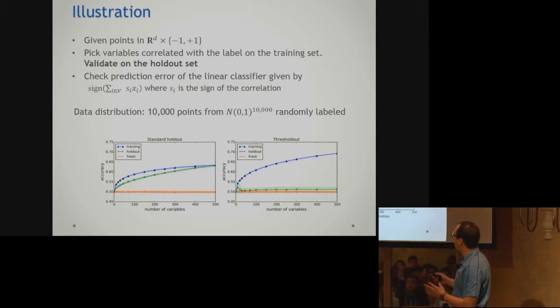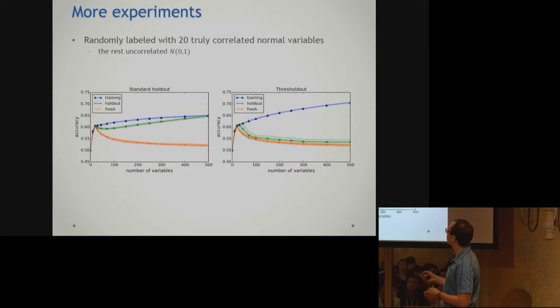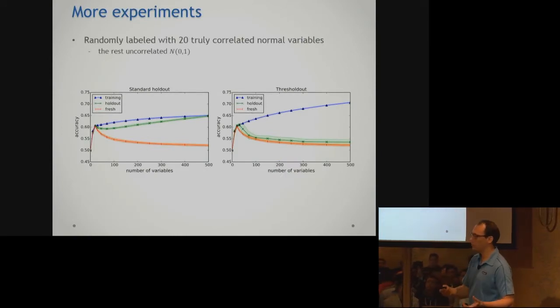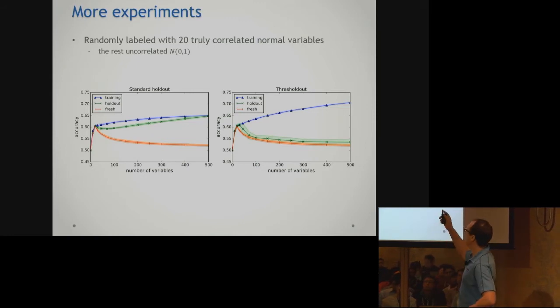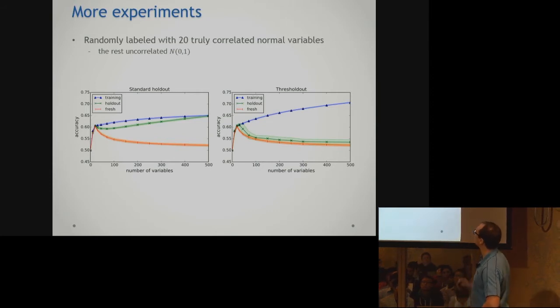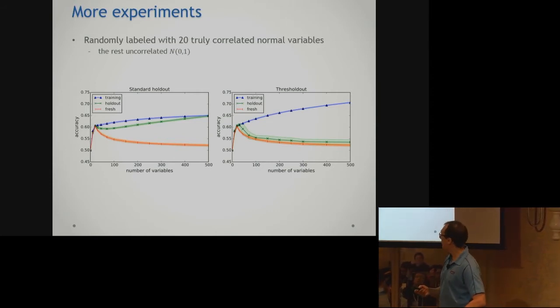And to fully show that this works, we also have to look at the case where there are some variables which are actually correlated, so that we can also detect the true signal, and we do just that. We also look at the case where we plant some variables which are correlated, and those will be detected correctly. Again, this is another plot.